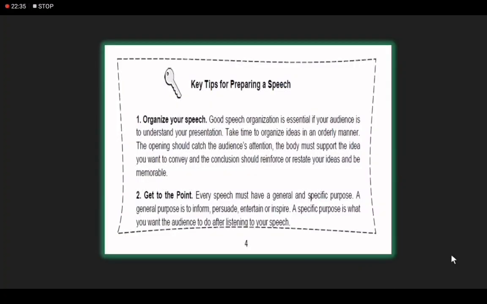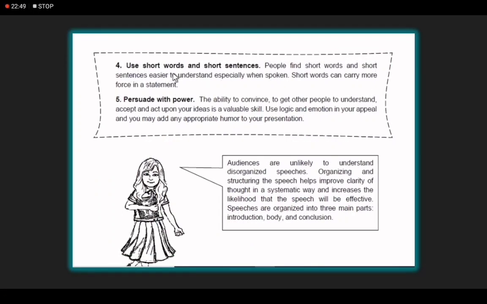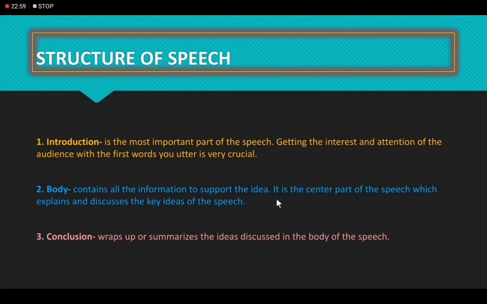Here are the key tips for preparing a speech. First, organize your speech. Second, get to the point. Number 4, use short words and short sentences. Remember that. And number 5, persuade with power. Persuade with power.